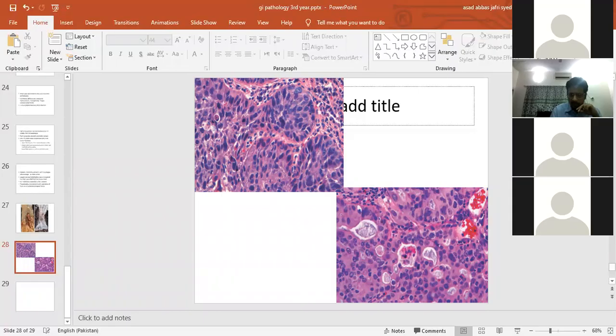I'll share the video link also. This is a nice lecture overview of what we've just seen. So you can also take a look at this. I'll just show you. So this is Barrett's esophagus. See, these are the rugal folds. The stomach is down, way down there.